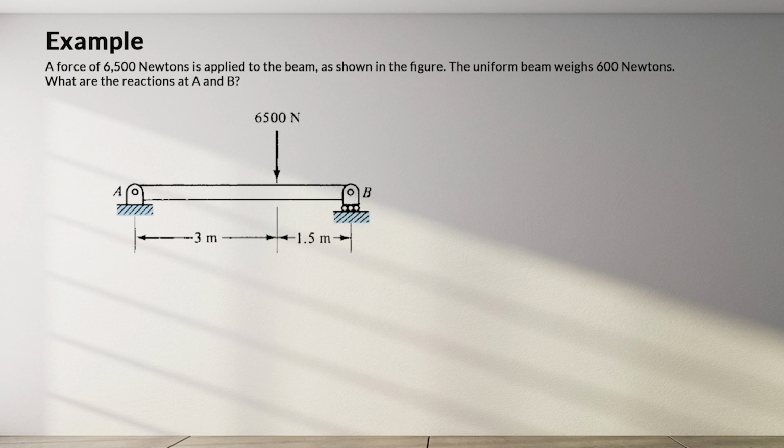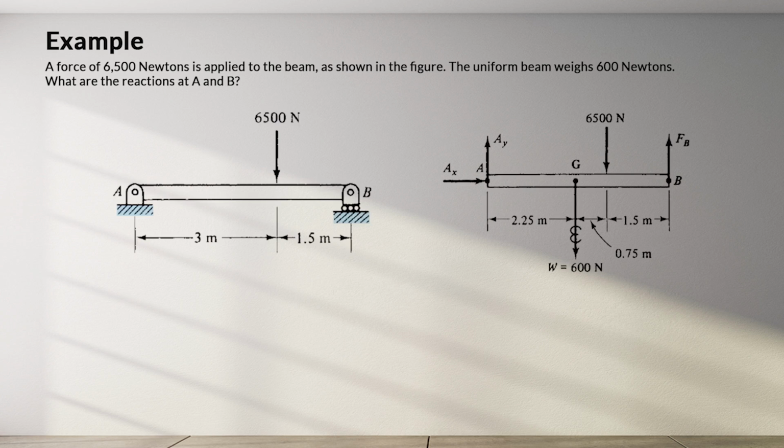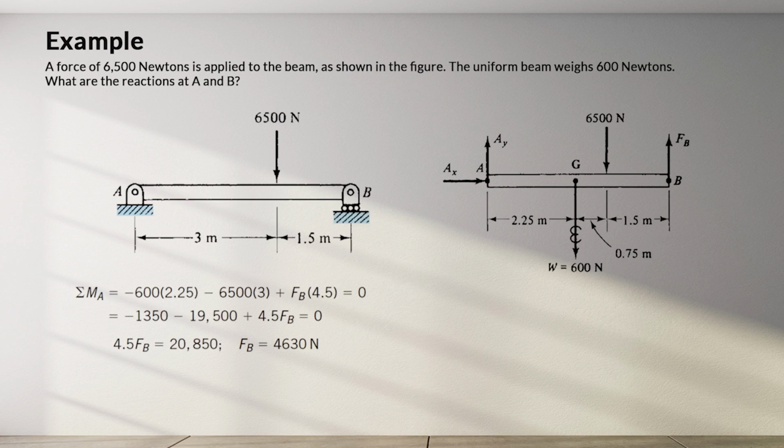In another example, a force of 6,500 newtons is applied to the beam as shown in the figure. The uniform beam weighs 600 newtons. What are the reactions at A and B? Again, let's follow the steps of the summation of x forces and y forces, but before that, we have to show our free body diagram. We show the self-weight of the beam, which is 600 newtons, the external force of 6,500 newtons, and the reactions Ax, Ay, and Fb.